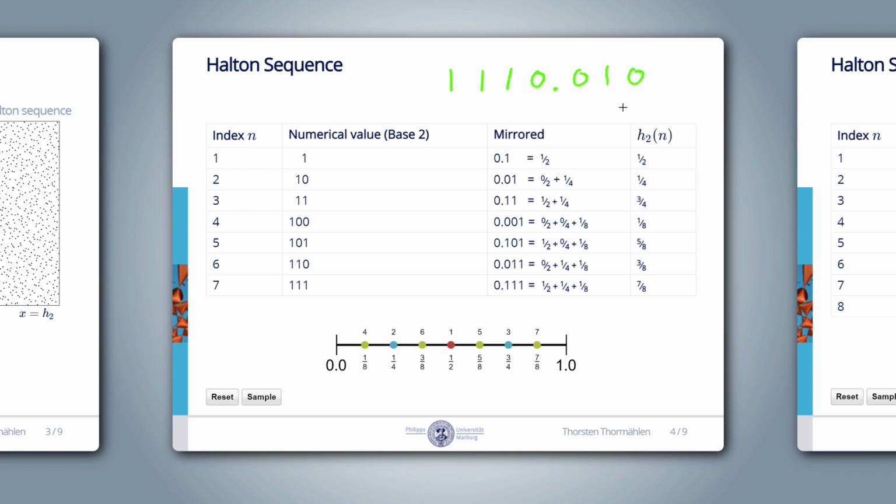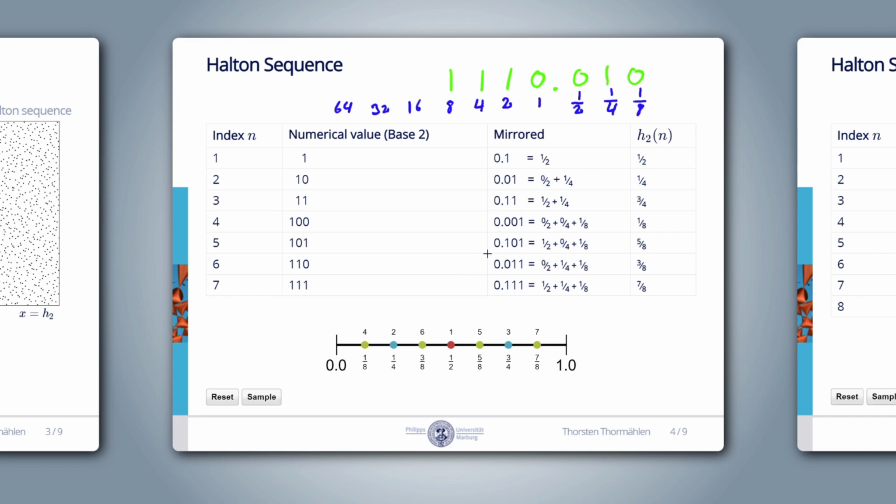1110.010. This digit is multiplied by 2 to the power of 0, so the factor is 1. 2 to the power of 1, which is 2. 2 to the power of 2, which is 4. 8, 16, 32, 64, and so on. After the decimal point, we have 2 to the power of minus 1, which is 1/2. 2 to the power of minus 2, which is 1/4. 2 to the power of minus 3, which is 1/8, and so on.